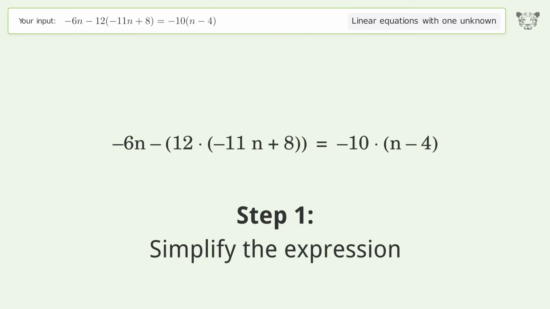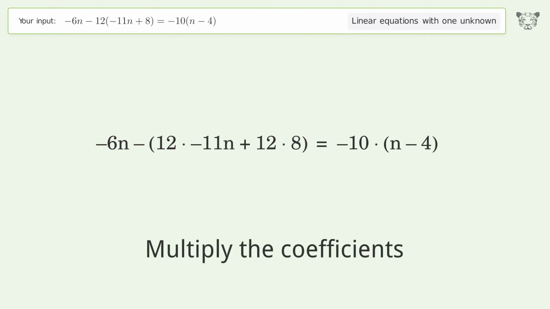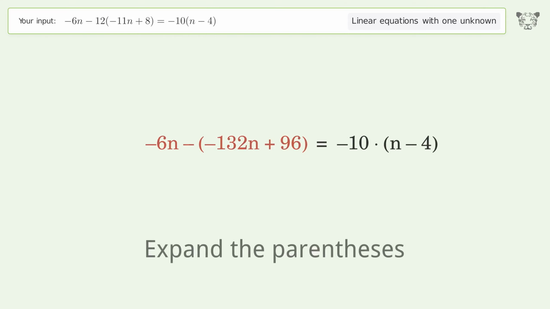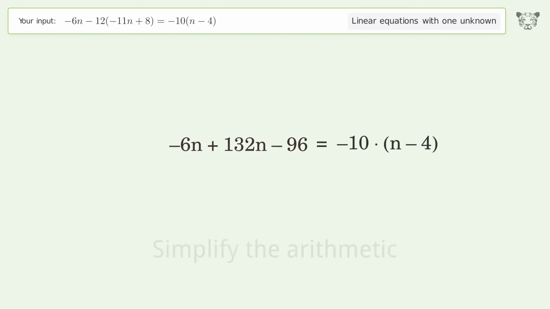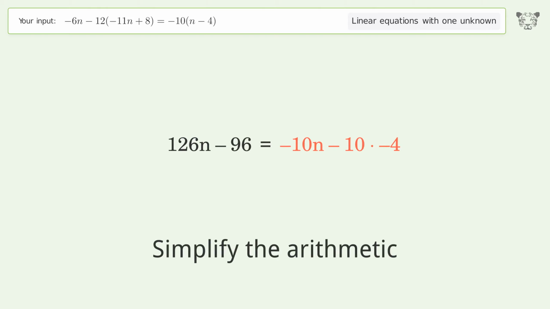Simplify the expression. Expand the parentheses. Multiply the coefficients. Simplify the arithmetic. Expand the parentheses. Simplify the arithmetic. Expand the parentheses. Simplify the arithmetic.